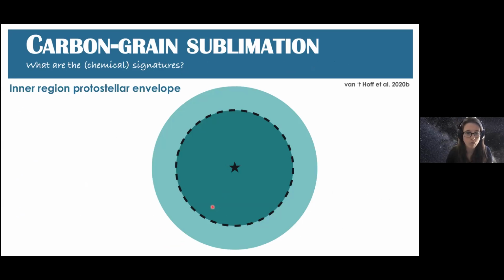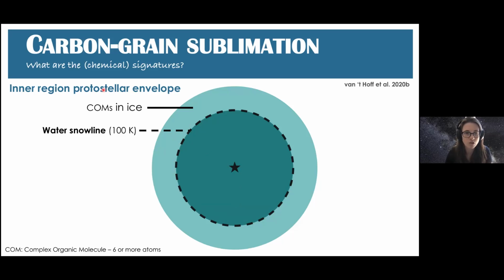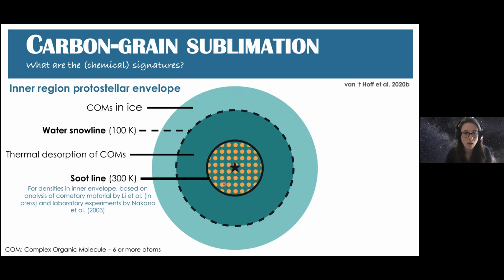This is a schematic overview of the inner region of a protostellar envelope. For simplicity, I'm not drawing in any disk. And this is the water snow line. The water snow line is at roughly 100 Kelvin, and outside of the snow line, water, but also most complex organic molecules, will be present in ice. While inside the snow line, the temperature is high enough to thermally desorb these molecules into the gas phase. That means that inside this region, we can actually observe them. Similarly, we have this soot line in envelopes at roughly 300 Kelvin.